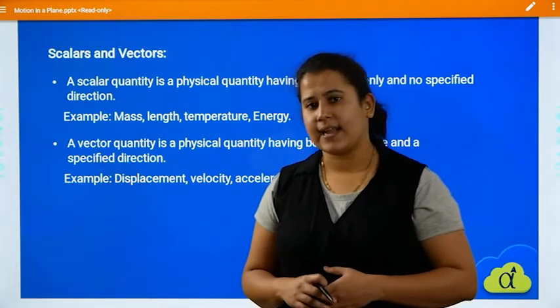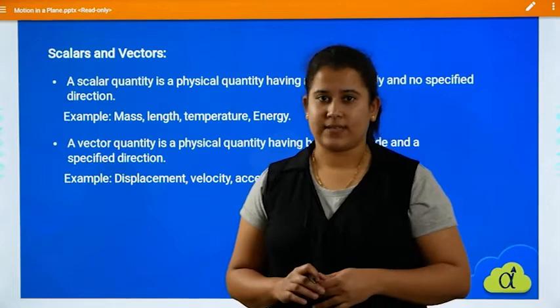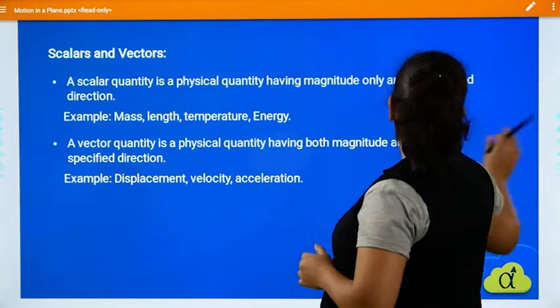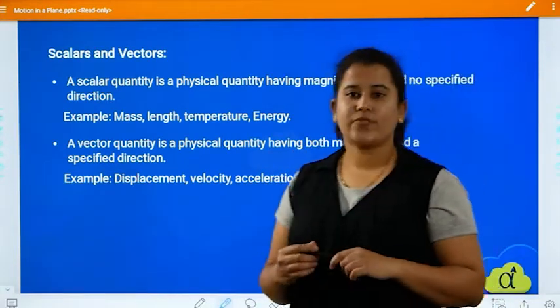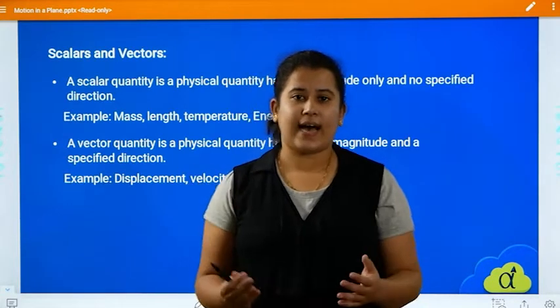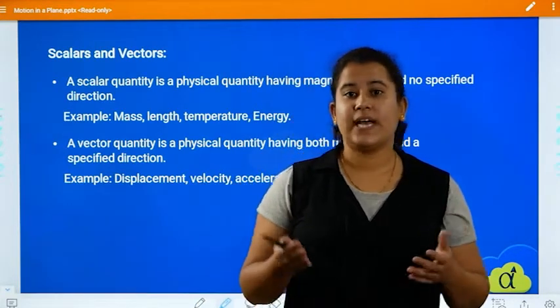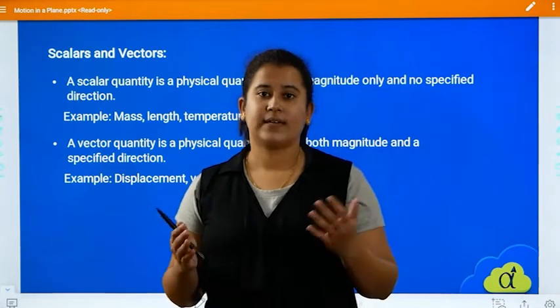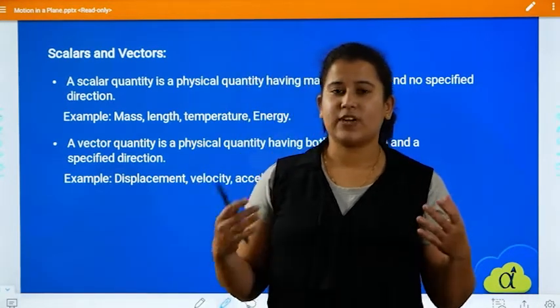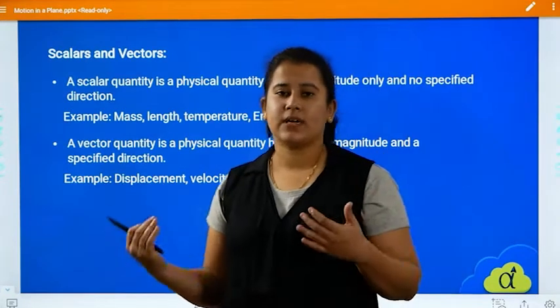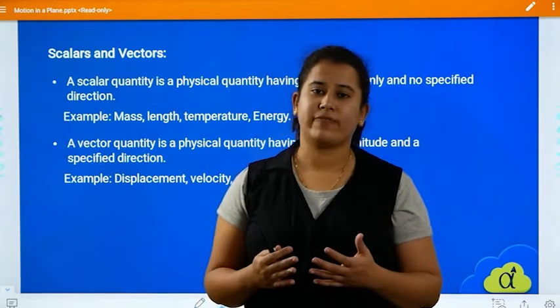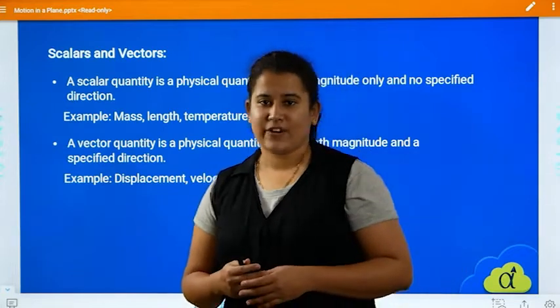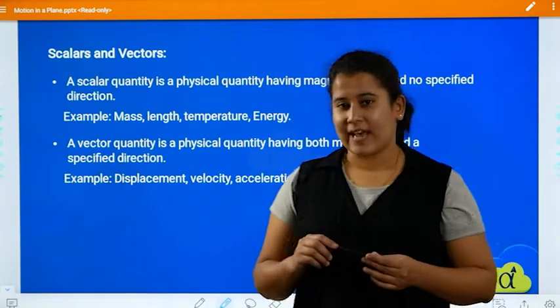So what are these scalars and vectors? Why did they invent this? First thing, whenever we consider scalars, because we have studied this in the last chapter, we have studied distance and displacement. So distance was a scalar, displacement is a vector. There you couldn't get it more, but here I'll be elaborating the concept of vectors and making you understand it. Okay. So moving on, what is a scalar or a vector?